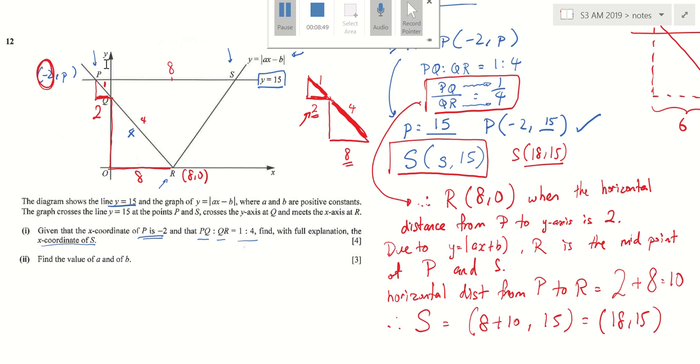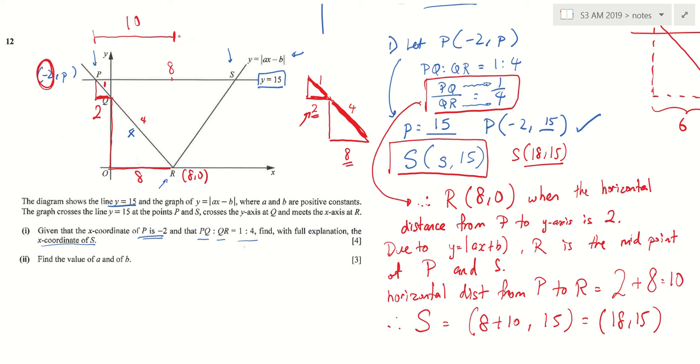P to R is not the slanting length. P to R is the horizontal length. So this is 10. So that means from 8 plus 10, I will get the S x-coordinate. Does it make sense? Okay, the modulus will tell you R is actually the midpoint, like the center point. You need the middle to establish: from P walk to R is 10 units. From R walk to S is 10 units. If there's no modulus, you don't know it's half-half.